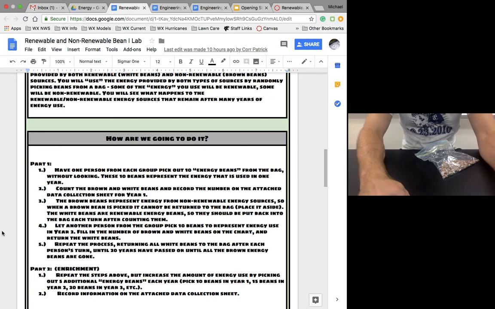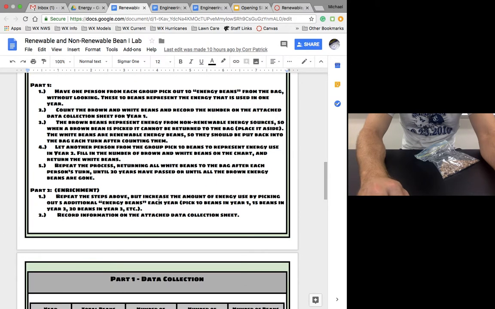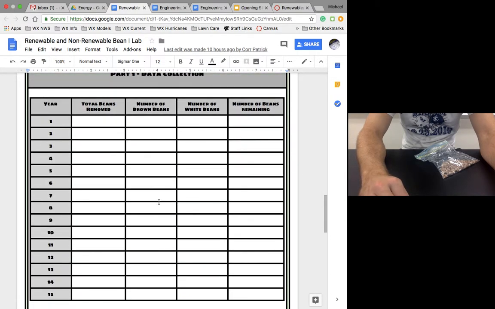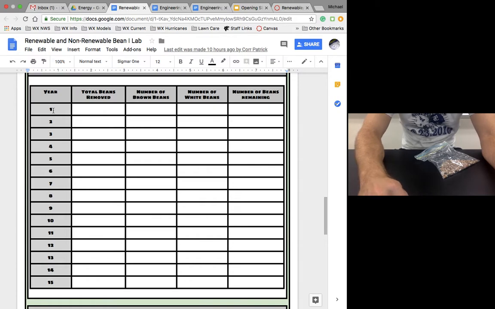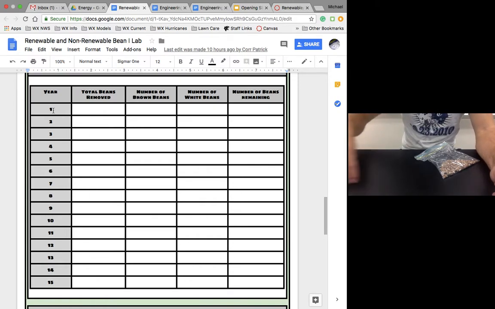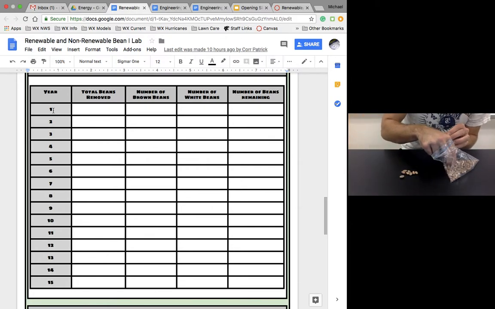All right. Now I'm going to scroll down again into the data collection part. So this is the part where we've actually got to fill something out. So we're going to pretend like that was the first year. The first time you pulled beans, that was year number 1. So we'll pull our beans back over here. Year number 1. And I'm actually going to go back in and get those 2 white beans that we pulled.